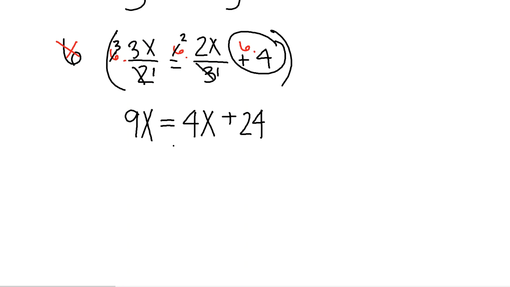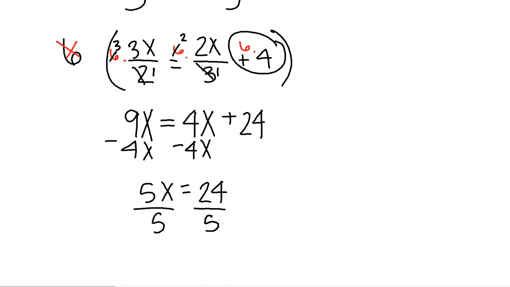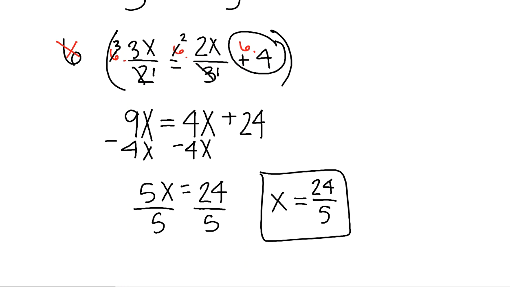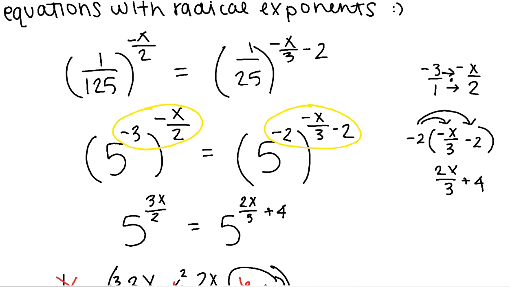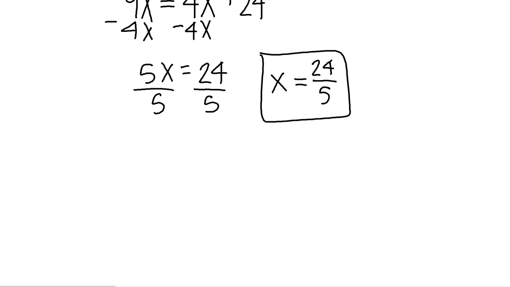I'm going to go ahead and subtract 4x on both sides, giving me 5x equals 24. And last step for this whole crazy problem is to divide by 5. I end up with 24 over 5. Whew, man, that is one long and crazy problem from that very beginning all the way down here.